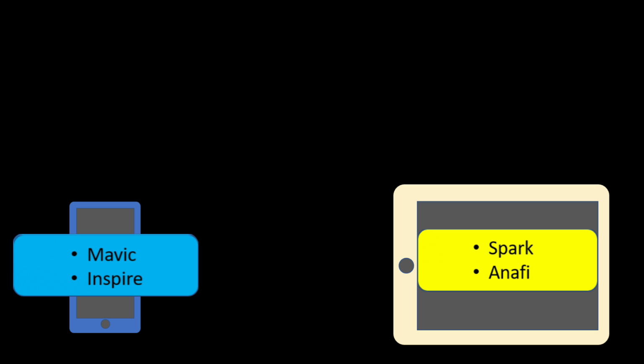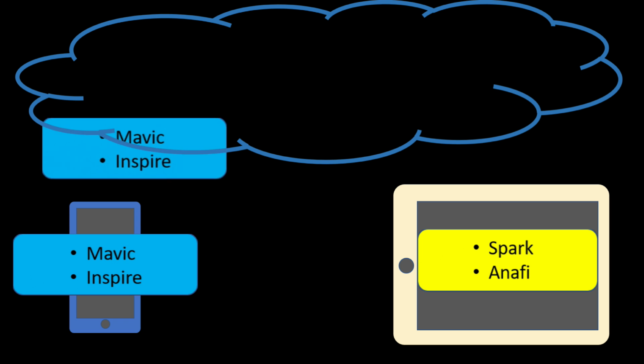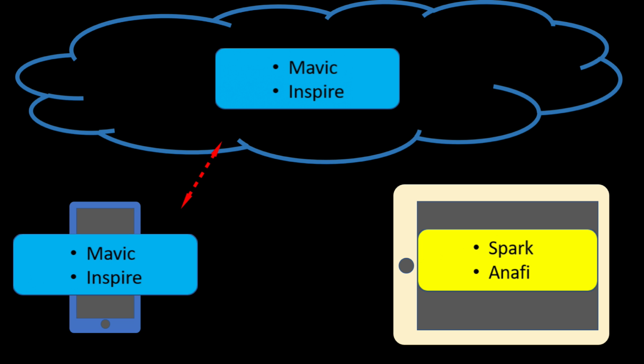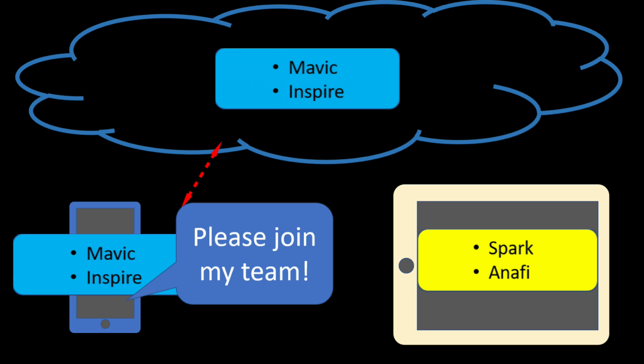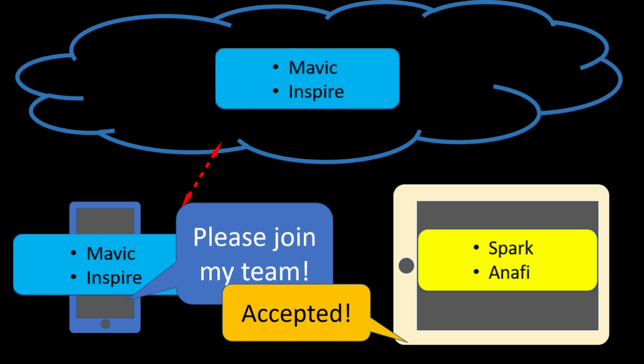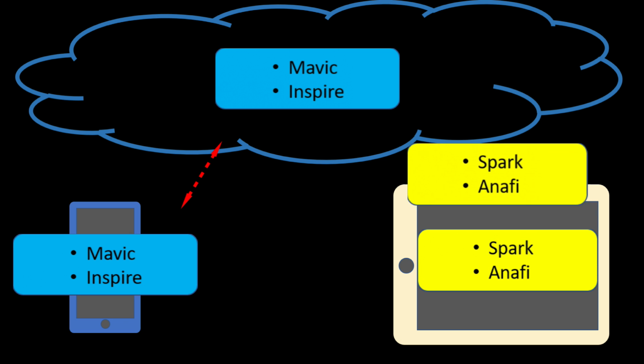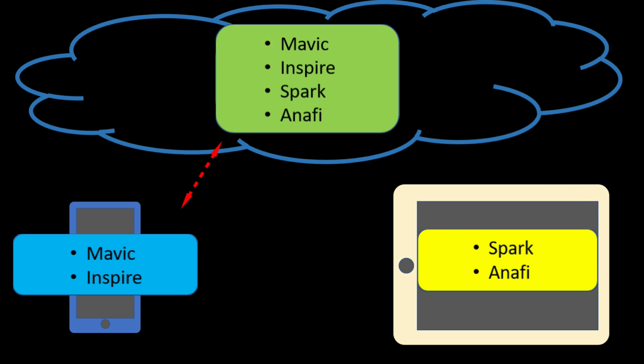When the team is created, a copy of the phone's database is stored in the cloud and kept synchronized whenever the phone is connected to the internet. We then invite the tablet to join the team. When the tablet accepts the invitation, a copy of its database is sent to the cloud and merged into the team. So now we have 4 drones in the team.